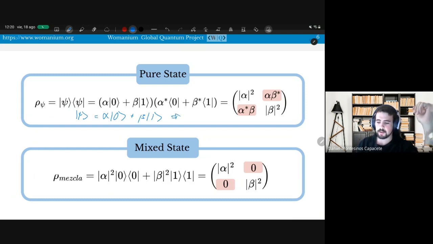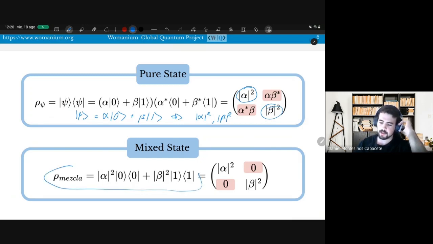So remember that the probability here was just the modulus of the coefficients. This will be the probability to be in the zero state, and this will be the probability to be in the one state. So you see, these probabilities are on the diagonal of our density matrix. And for example, if you create this mixed state, where you have this probability of being in the zero state and this other probability of being in the one state, you have this density matrix.